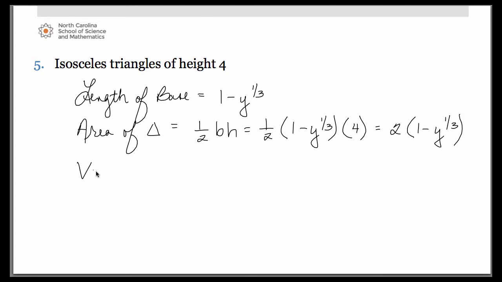Our volume then is going to be the integral from 0 to 1 of that area expression. The 2, of course, could move to the front if you wish. And go ahead, evaluate that, and you should get, rounding off, 0.5. Finally, the last one we're going to look at are our cross sections being semicircles. So the length of the base is still the same.